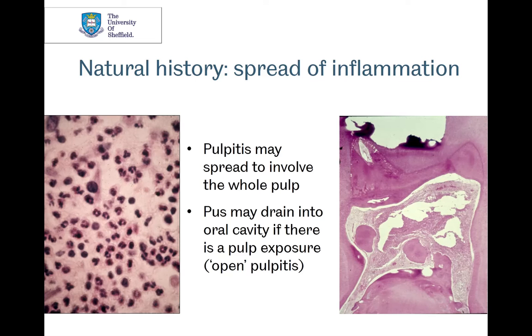From that localized area of necrosis and pulpitis and a pulp abscess, inflammation may then spread to involve the whole of the pulp. If you've got a way for the pus to get out, for example, if the caries cavity is large, the pus may drain into the oral cavity. The patient will get an interesting taste from that, and they may report that.